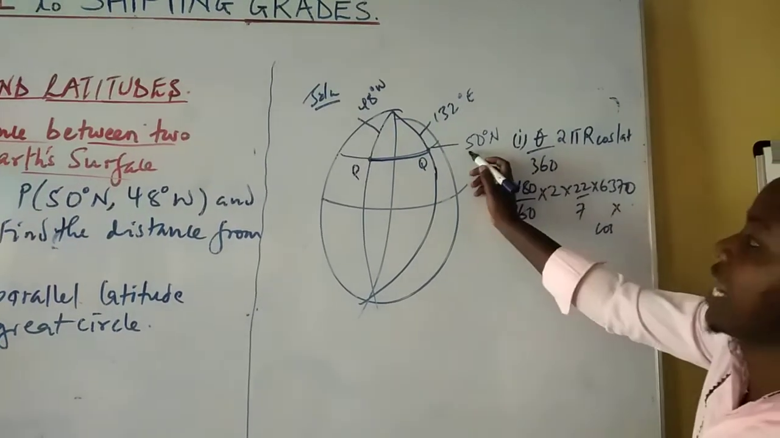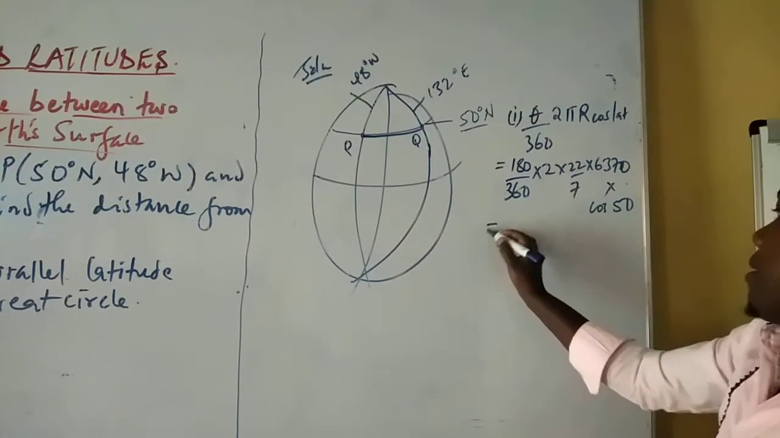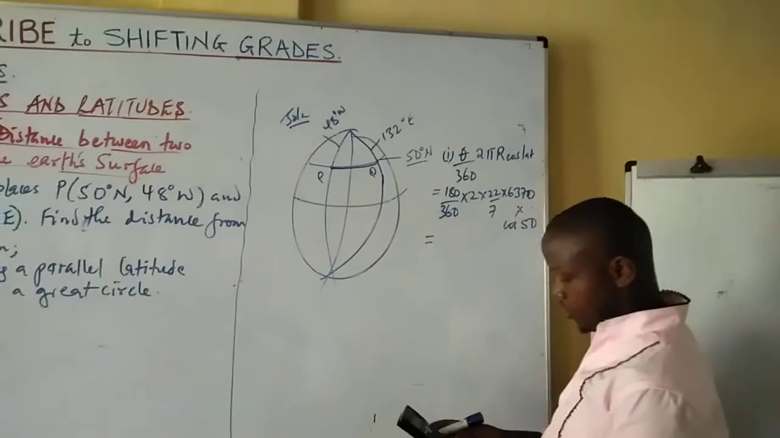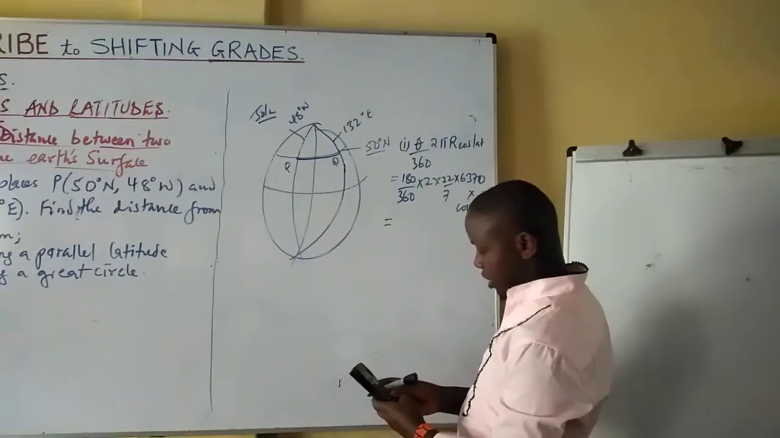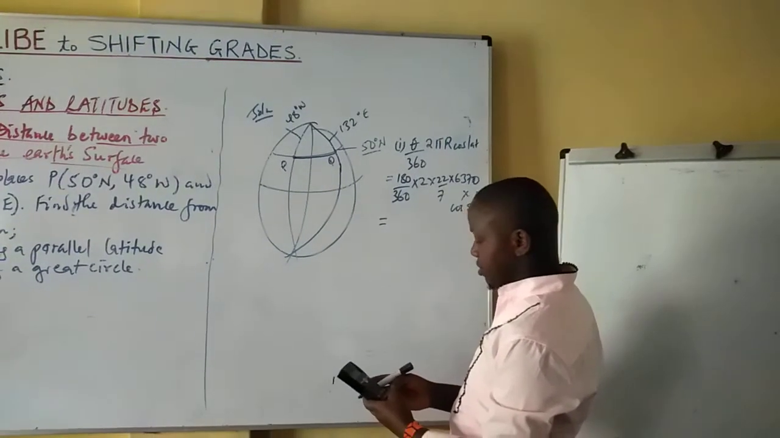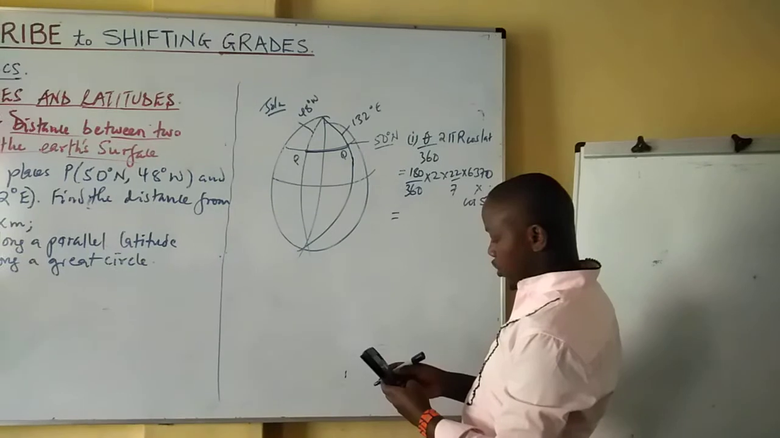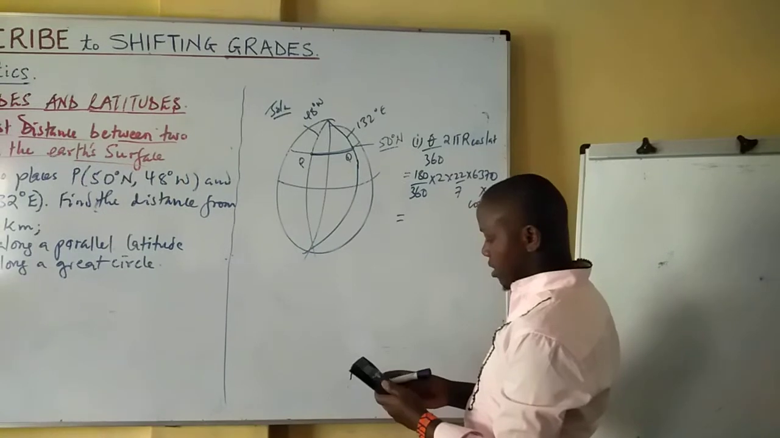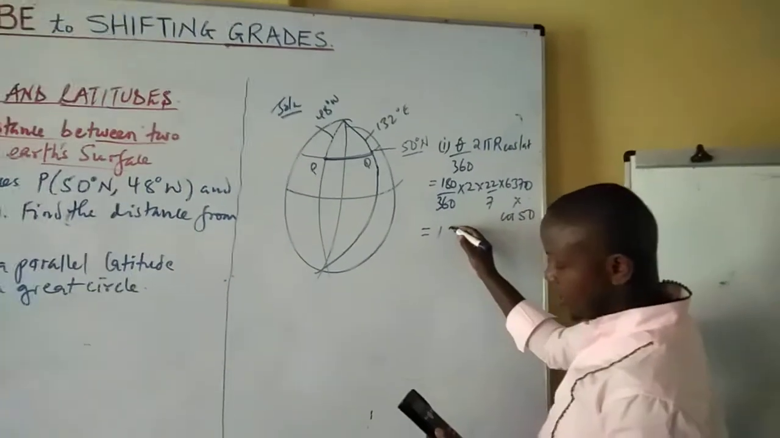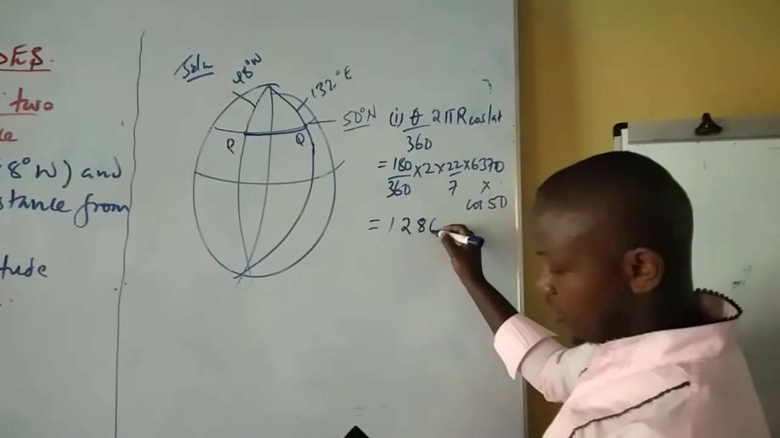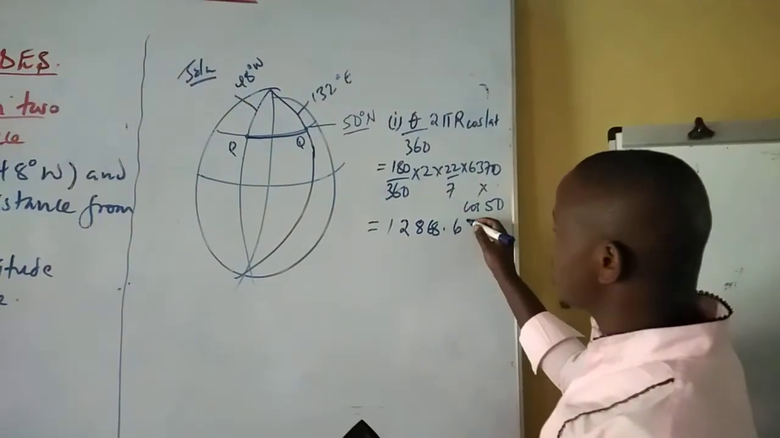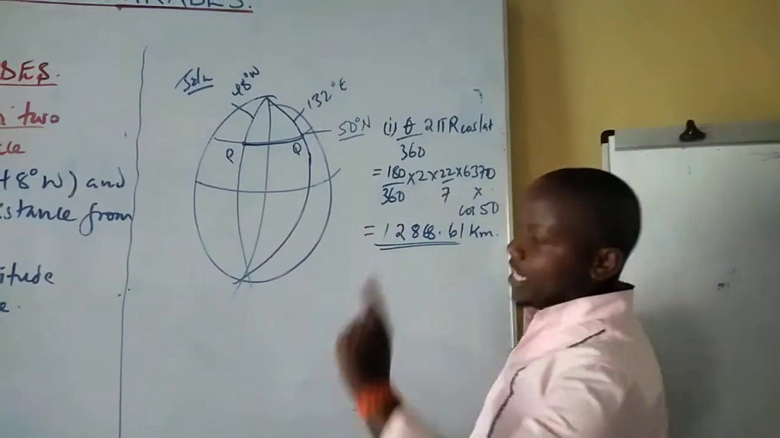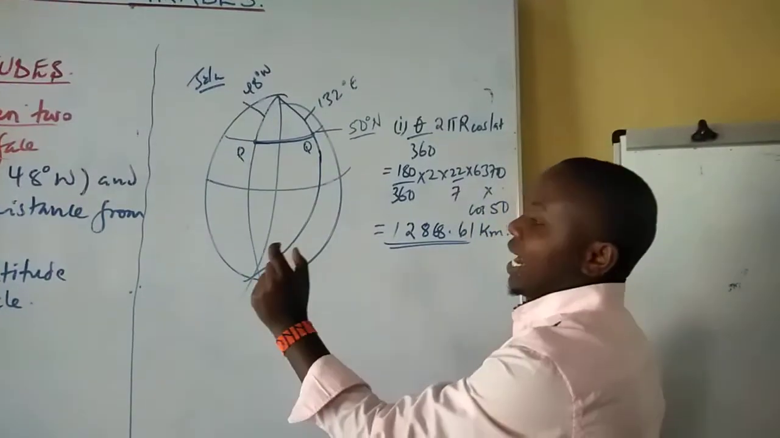The two places are on latitude 50. Therefore, we multiply 180 times 2 times 22 times 6370 times the cosine of 50. Then we divide this by 360 by 7. This gives us 128.61 kilometers. So this is the distance in kilometers along the parallel of latitude.